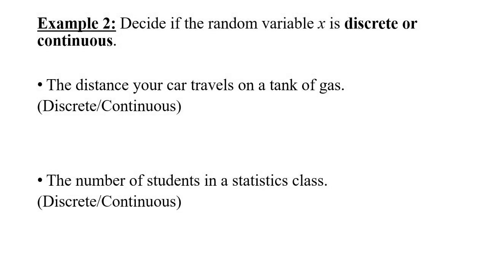So let's see in this example if our variable is discrete or continuous. The distance your car travels on a tank of gas, that's continuous. The number of students in a statistics class, this one is discrete.